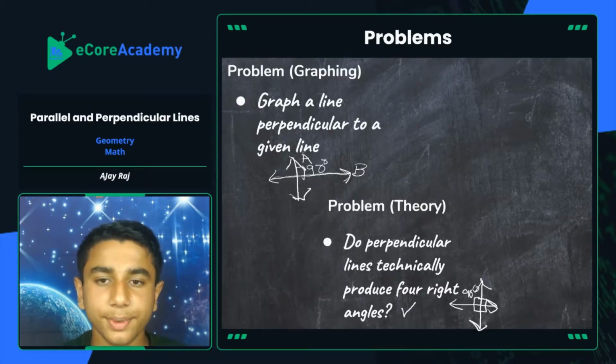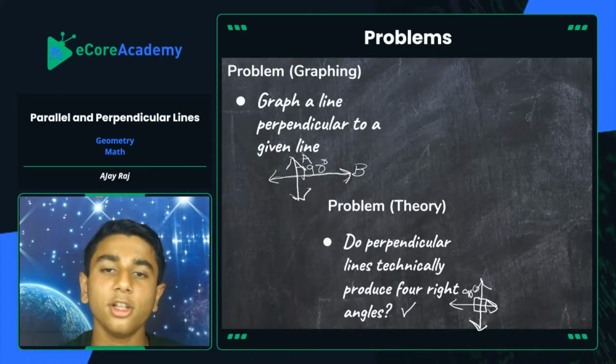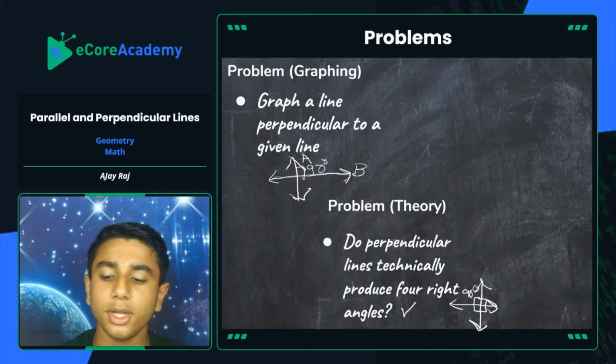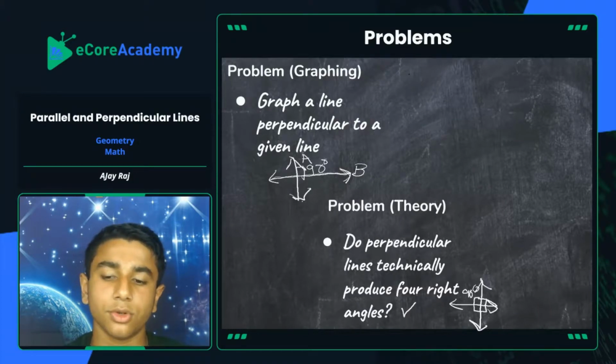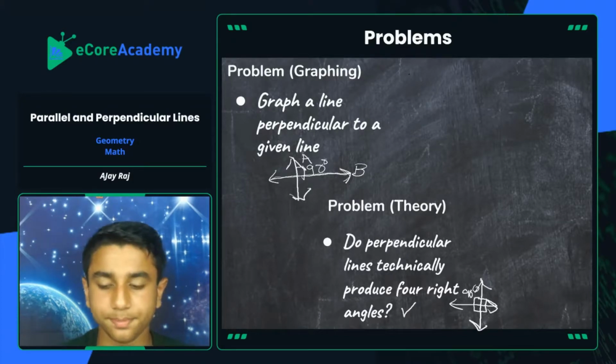And I will also explain that later on, but when two lines intersect, the sum of all of their angles that are formed must equal 360 degrees. And since one angle equals 90 degrees, the other three must also equal 90 degrees, since perpendicular lines form four right angles, which are all four equivalent angles.